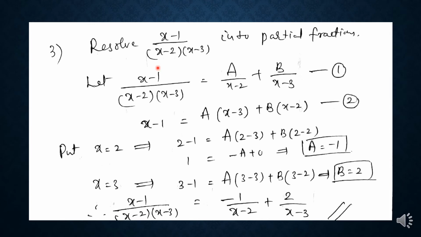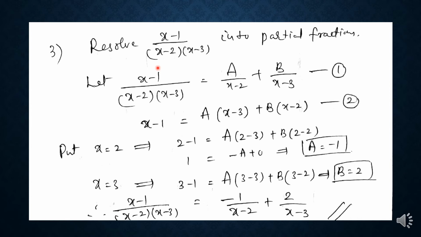Third problem, resolve x minus 1 by x minus 2 into x minus 3 into partial fractions. Check whether it is a proper fraction or an improper fraction. What is the degree of the numerator here? That is 1, x power is 1 only. And what is the degree of the denominator? While finding the degree of the denominator, if it is in factors, then find the product. Then you will get the highest degree term as x square, so the degree of the denominator is 2. So this is a proper fraction. Then we can resolve it into partial fractions.